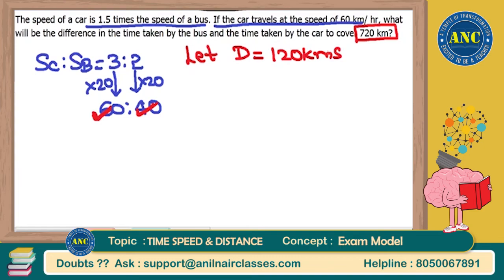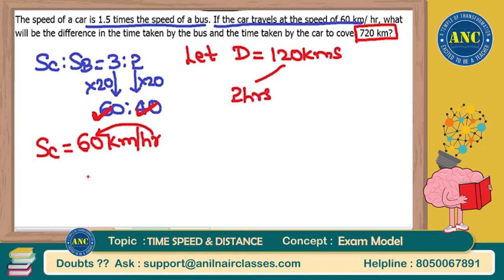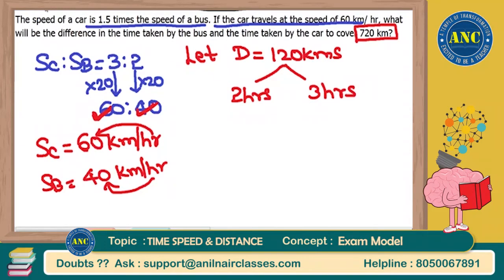This is my assumption. If the distance is 120 kilometers, speed of car is 60 kilometers per hour. In 1 hour it is 60. To cover 120 it is 2 hours. Speed of bus is 40 kilometers per hour. In 1 hour it is 40. To cover 120 it is 3 hours. What is the question? Question says find the difference between time taken by bus and time taken by car.